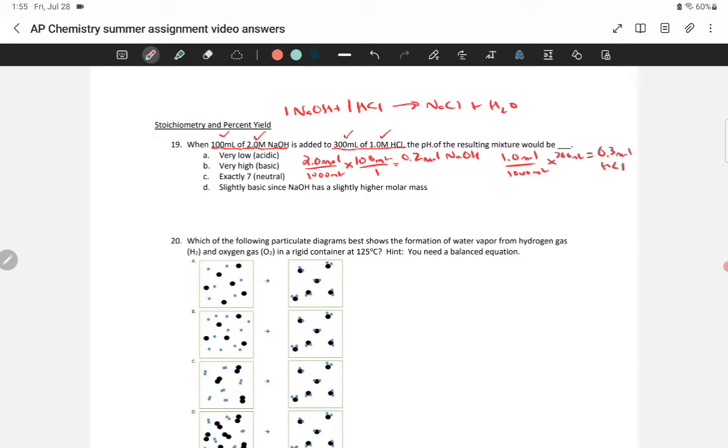So we have 0.2 and 0.3, but it's a 1-to-1 ratio between those two chemicals. That means the sodium hydroxide is going to be the limiting reactant, and that means that the acid is going to be in excess. So we're going to have a limiting reactant and an excess reactant. After the reaction's complete, there will be acid in the beaker. So we would have to pick the answer that deals with there being acid in the beaker.